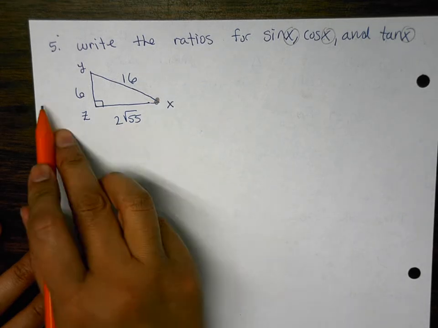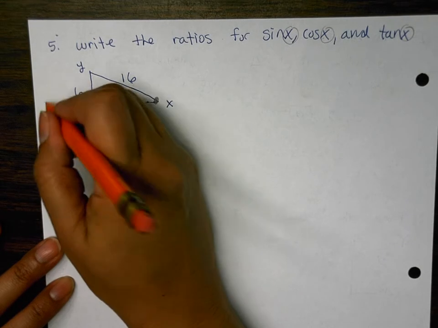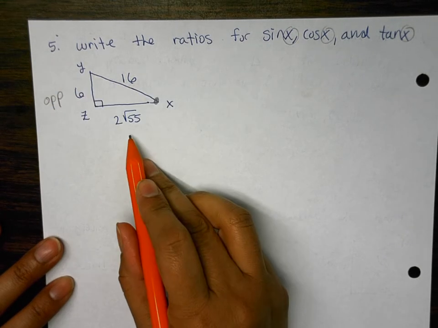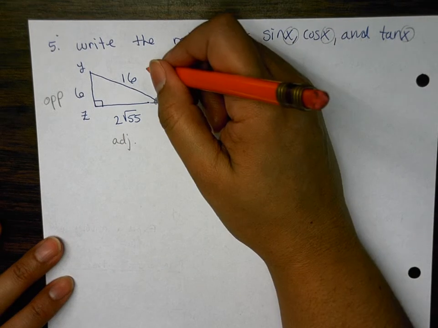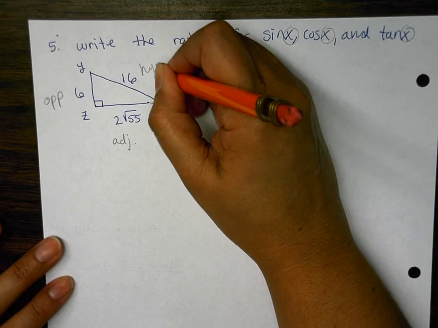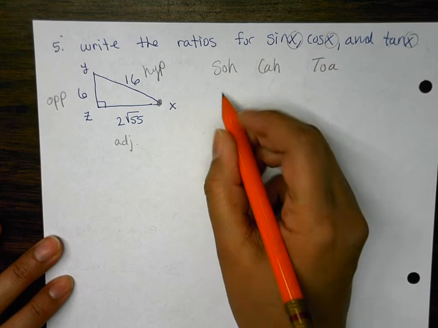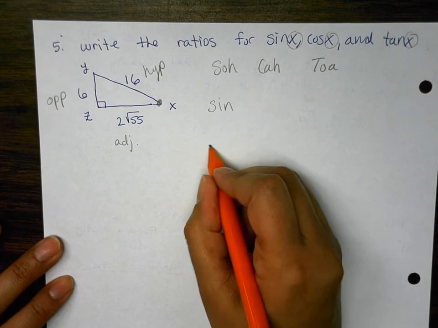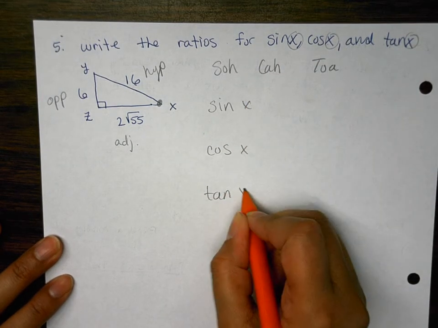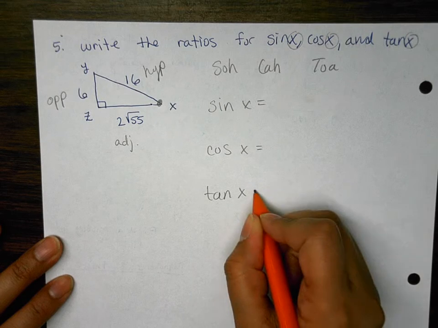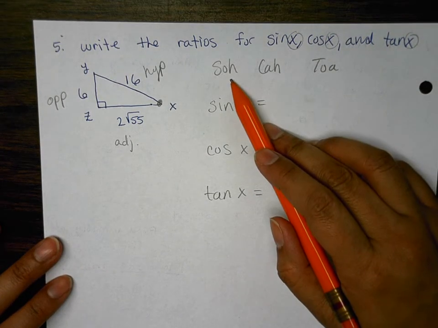X. So I'm going to label my angle X here. What is 6 in reference to the X? Opposite. What is 2 root 55? And what is the 16? And then I'm going to write this down to help me. And then I'm just going to find sine, cosine, and tangent of each one. This is the very first lesson that we had when I first introduced sine, cosine, and tangent to you. That's all you're doing.